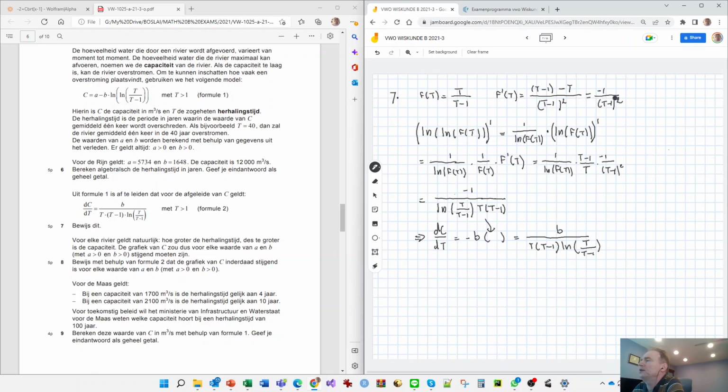And I already calculated that. I can substitute 1 over f, which is T minus 1 divided by T. And then some terms drop. I get this expression here. And now I just need to multiply this by minus B, so I get minus B times that expression, but that's exactly what is given. So I've proven that.